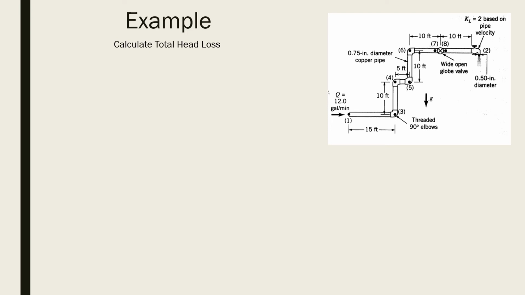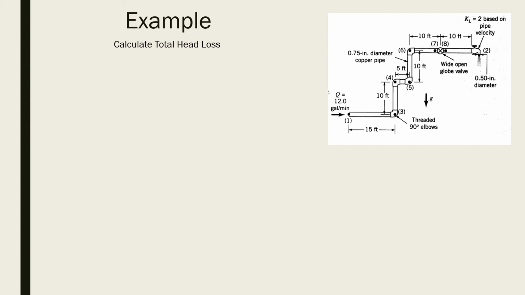Using the information we've learned thus far, we can now try an example problem to find the total head loss of a system. As you can see in the image, we have a piping system which has 4 threaded 90-degree elbows, a wide open globe valve, and a nozzle with a loss coefficient of 2 based on the pipe velocity. The image also gives us a flow rate, Q, which is 12 gallons per minute.